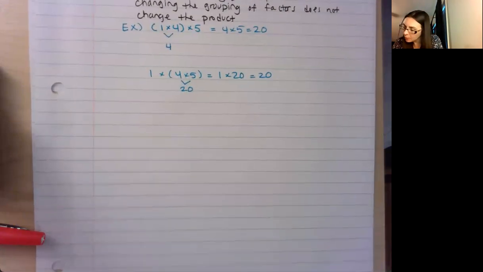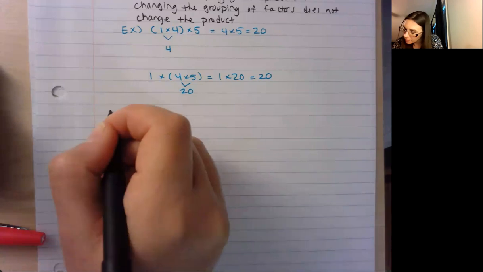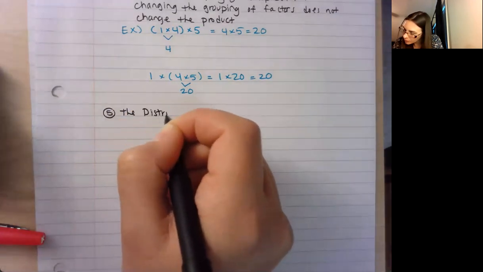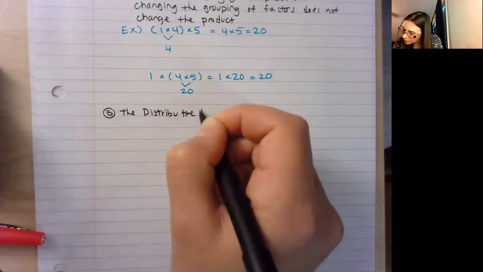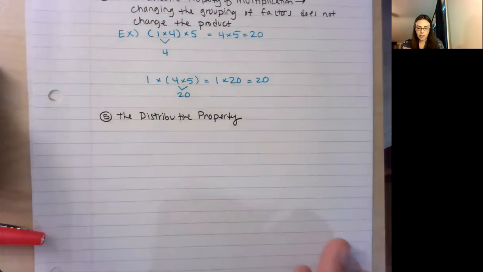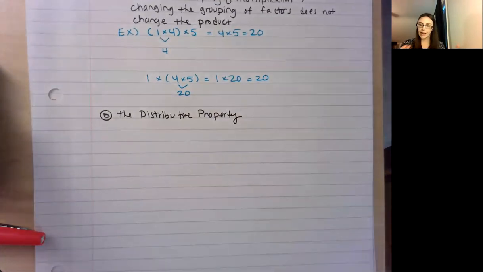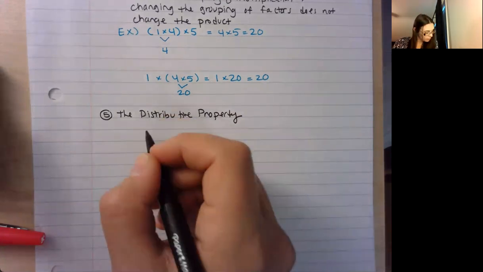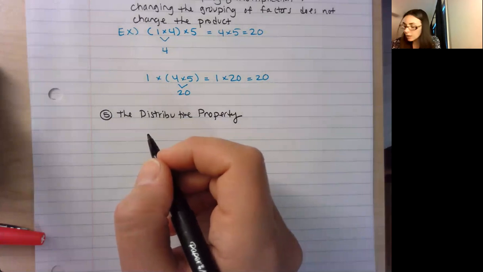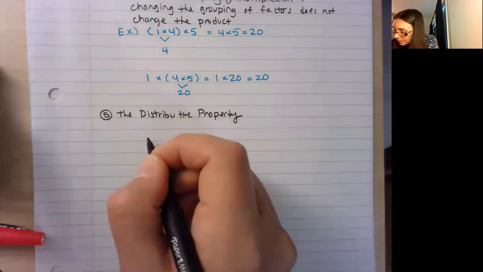All right, and there is a 5th property here. And that's called the distributive property. And this is one we're going to see a lot. We see a lot in algebra courses is the distributive property. So basically what it says is this. All right, so I'm going to write it in general form.